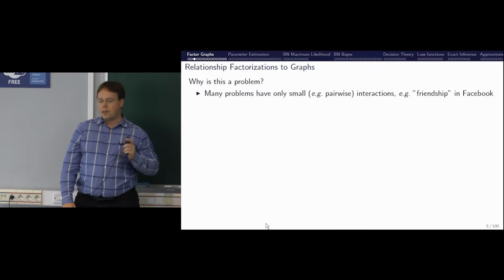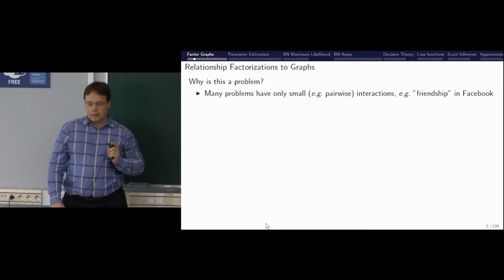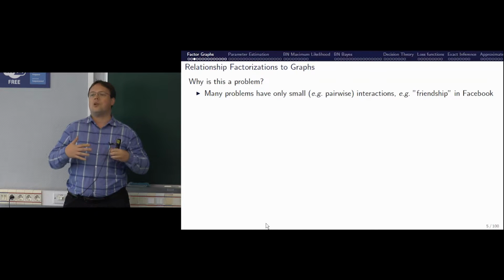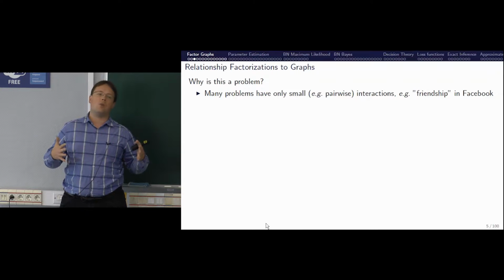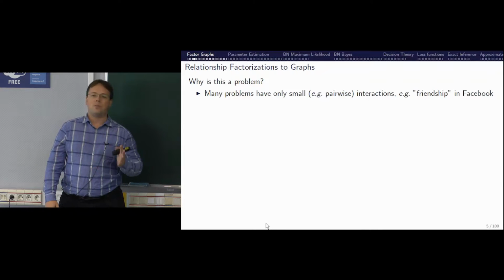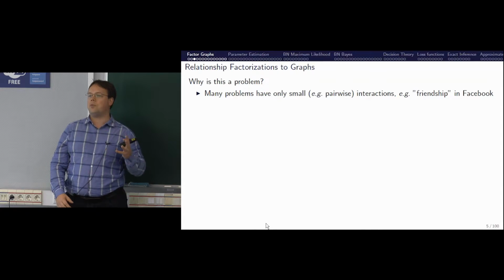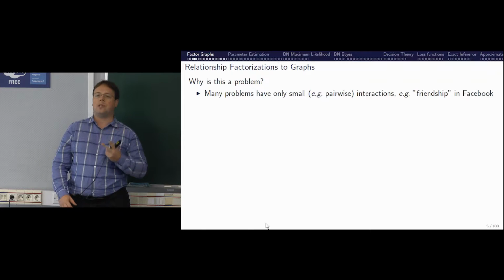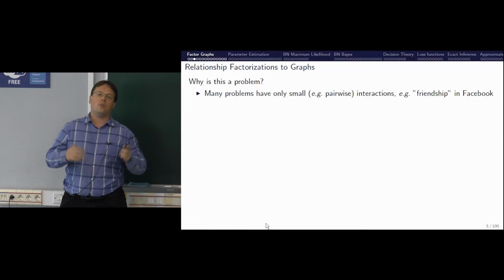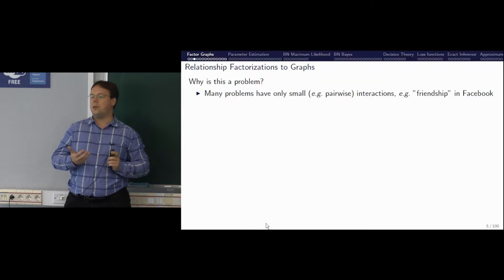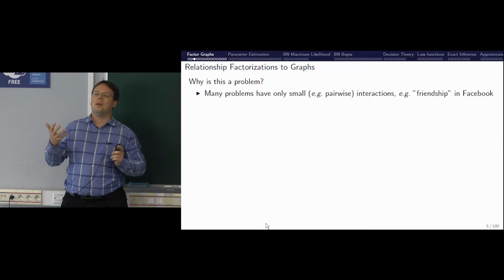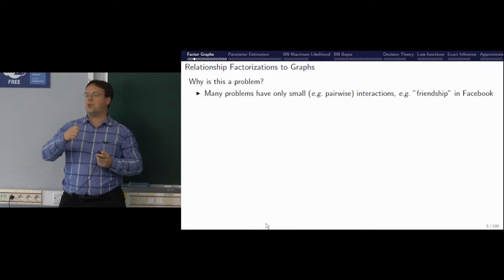So to make clear that this is really a problem, one thing that you can observe is that many problems have a good model in terms of few interacting things. Think of Facebook. What matters most is if one person befriends another person. That's a pairwise interaction. There's always 2 partners interacting. Now imagine the world of Facebook where a random variable could be you. You want a potential function that checks is person A with person B a friend or not.